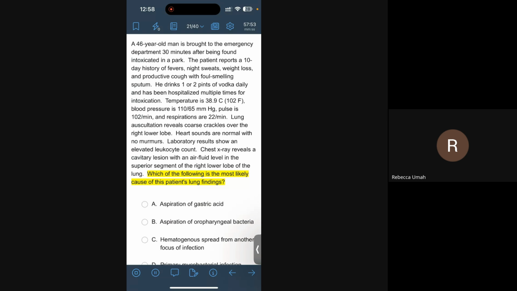In which disease will you see air fluid levels? Foul-smelling sputum points to lung abscess. What is the cause of the lung abscess here? Mixed bacteria from aspiration. Why does the patient aspirate? Because he is alcoholic and unconscious when intoxicated. The foul smell is due to what type of bacteria? Anaerobes.